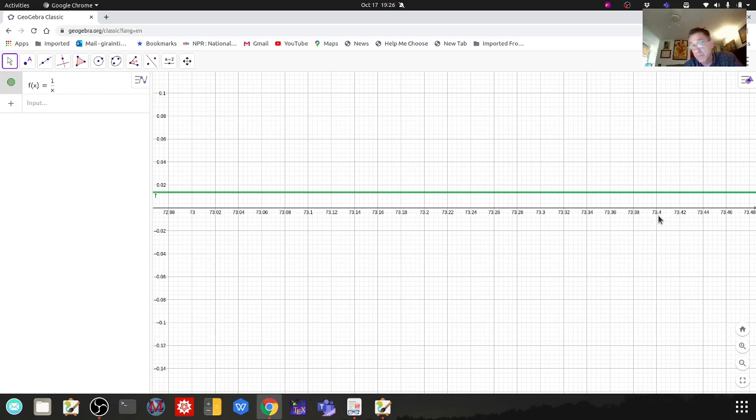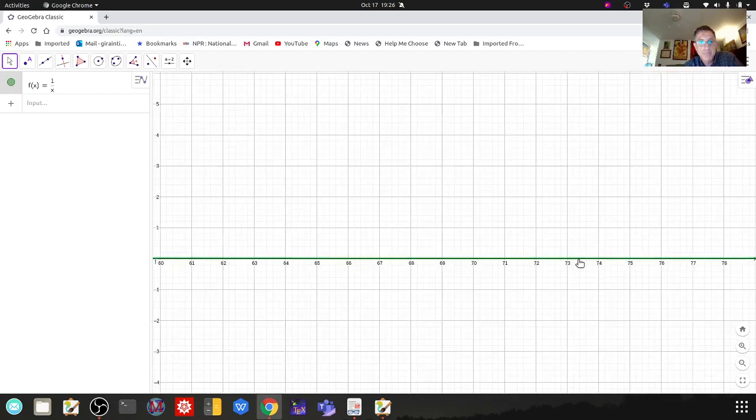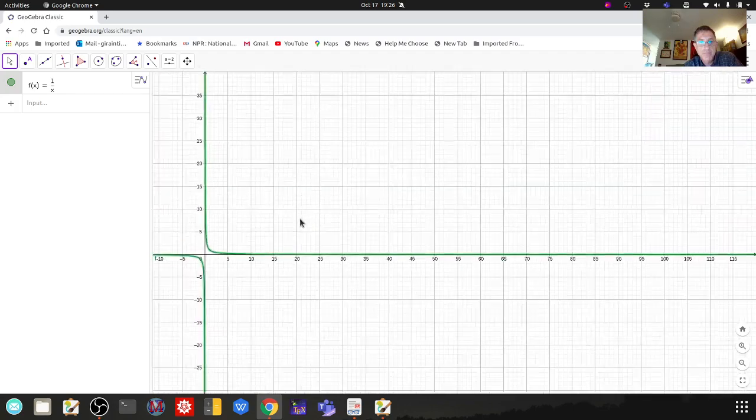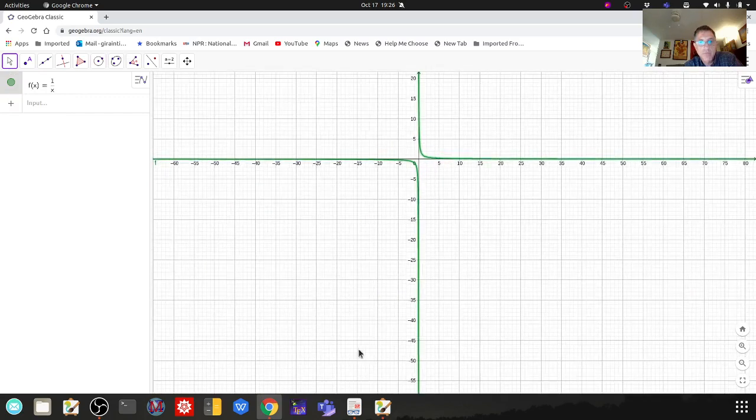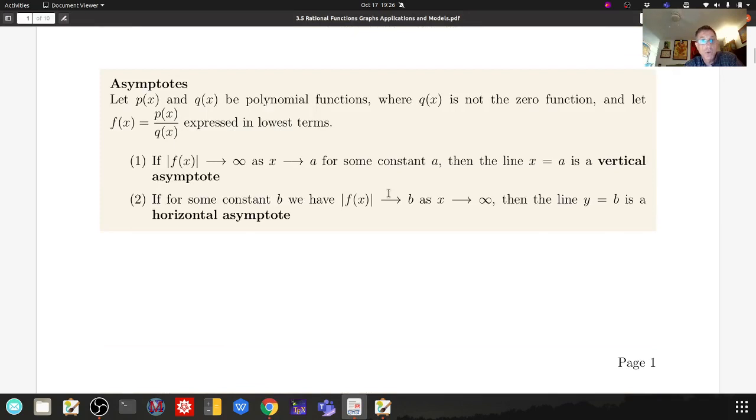Notice how quickly it approaches 0. Here we have x is just 73.4, and y is less than 2 one-hundredths. So 2 one-hundredths is 1 over 50. Let's go back to our sheet. So those we answered two very important questions concerning the domain and the range of the reciprocal function.